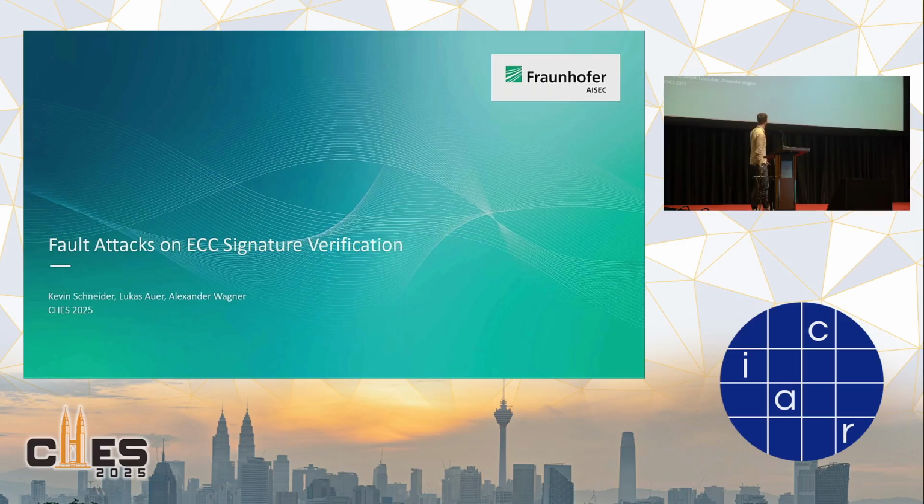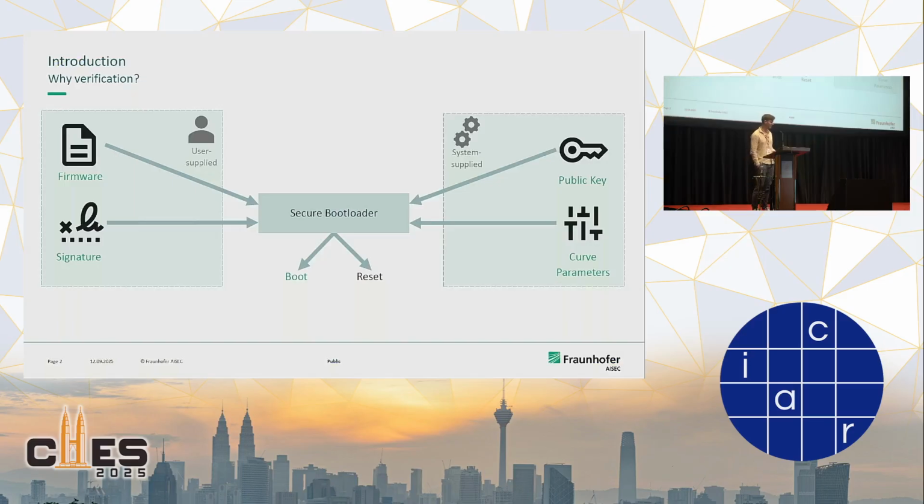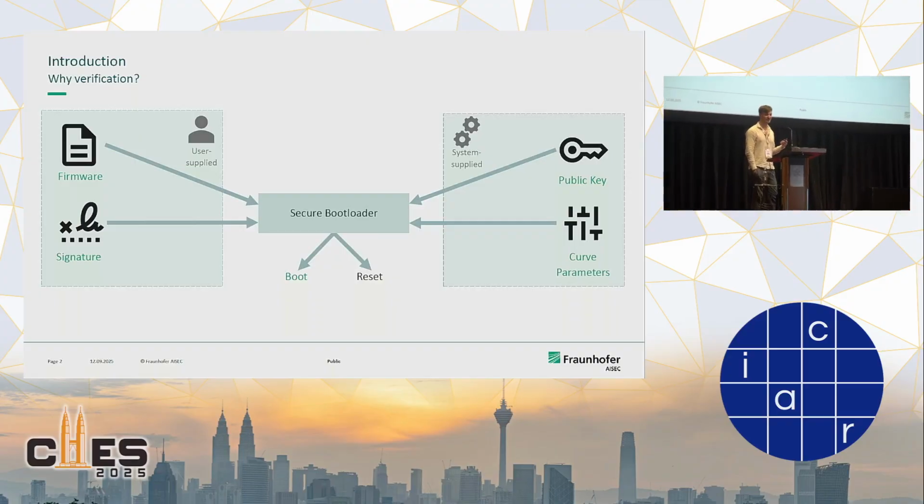I think the title is pretty self-explanatory, so I first start off with a bit of motivation. Normally, when we are looking at fault attacks on signature schemes, we are looking at the signing side, just because there's a secret involved. When we are looking at the verification, there's not really any secret that we can recover. There's only public parameters involved. So the question might be, is there even an interesting use case for an attacker to attack the verification side of some signature scheme? One such example would be a secure bootloader.